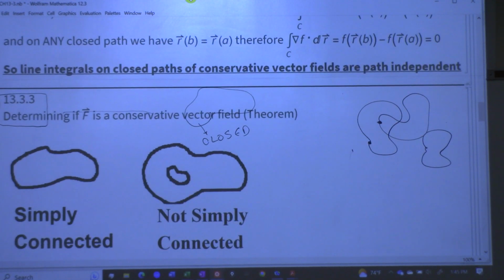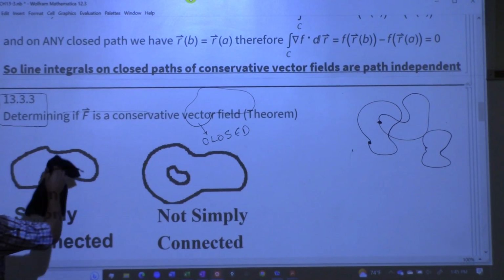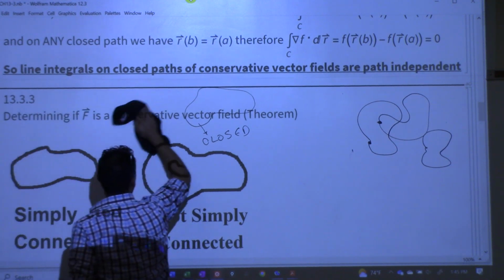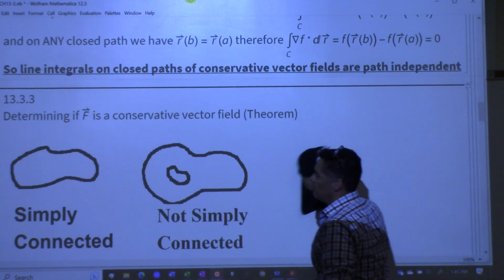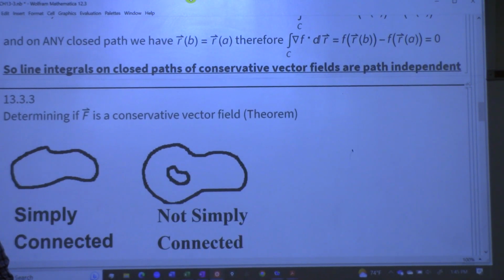All right, that theorem is actually not going to be super useful to us for the rest of the way, but it's a theorem that the book mentions, so there it is. It's a result of the fundamental theorem of line integrals.